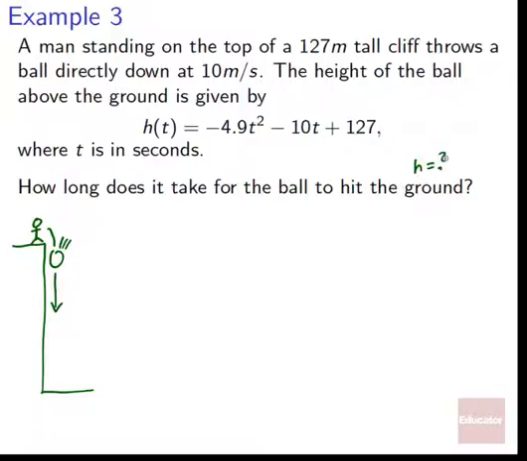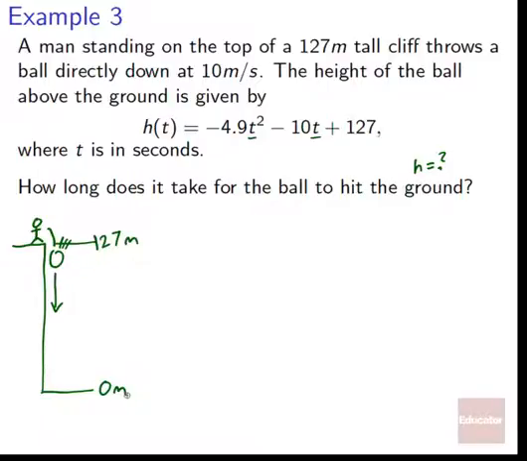Well, we notice if we plug in 0 for t, that's just as he threw it, and the zeros would cancel out the t terms, and we'd be left with just 127, which is where he starts, 127 meters high. So it makes sense that the ground is going to be 0 meters high. Makes intuitive sense. So what we're looking for is when the ball hits the ground.